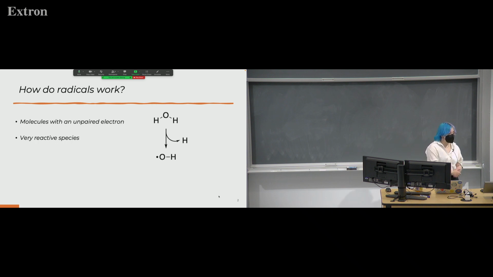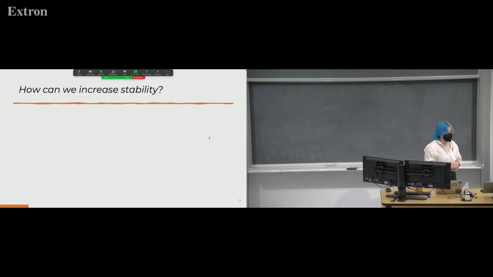However, this is not the kind of radical research that Graham and I have worked on. While there are radicals that can be harmful to humans, there are ways of stabilizing radical compounds and ways to make safe, stable radicals that can be useful for making new materials. So now I can talk about how we could increase the stability of radicals.